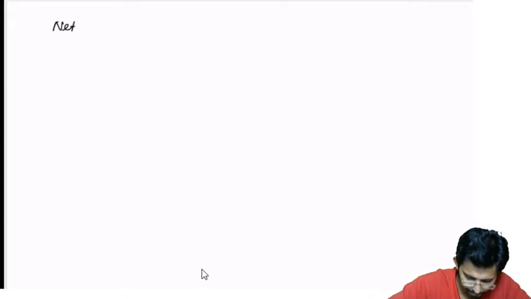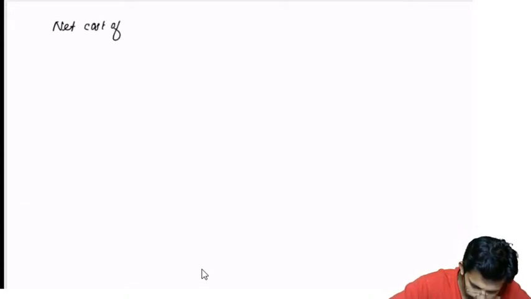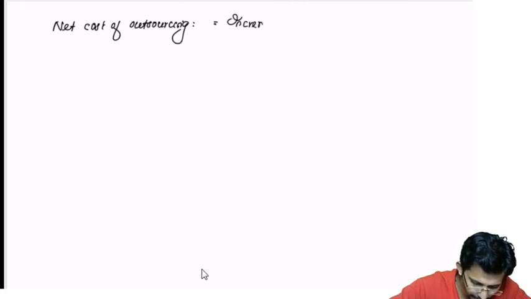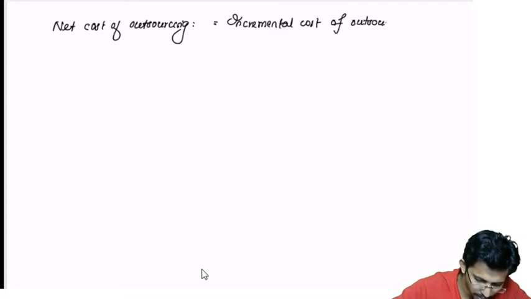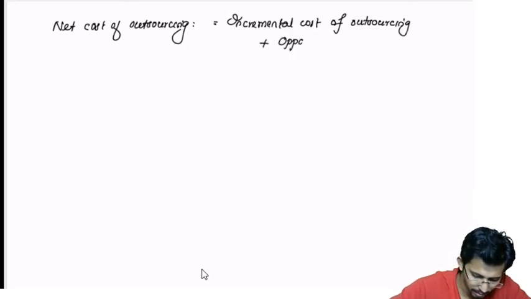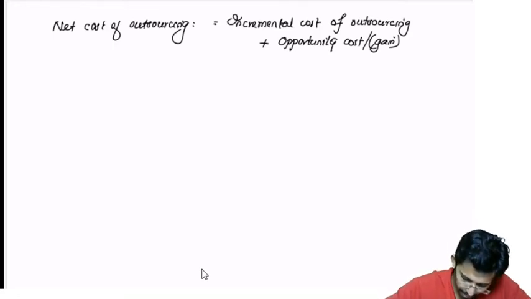Now, net cost of outsourcing. What is net cost of outsourcing? Incremental cost of outsourcing plus opportunity cost, or gain. If it is a gain, it is taken as negative. Okay.